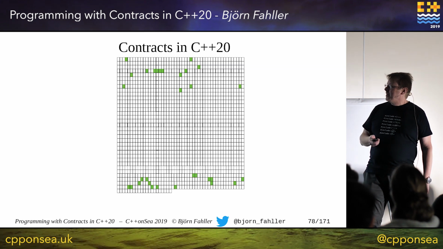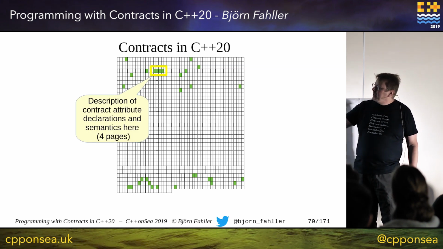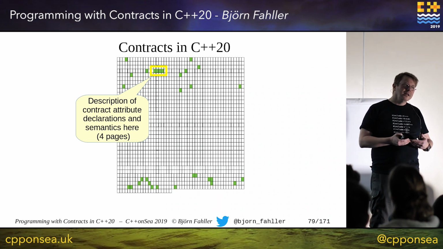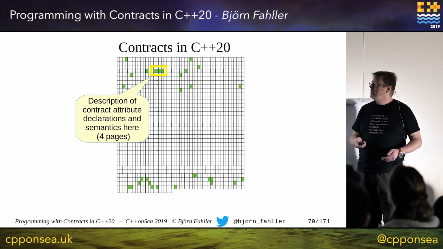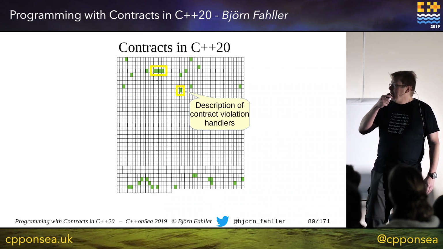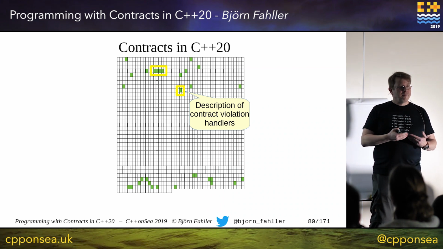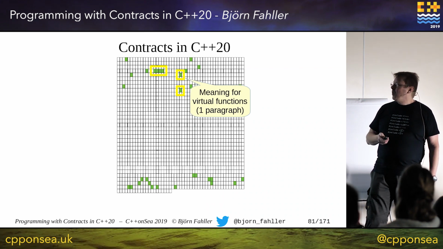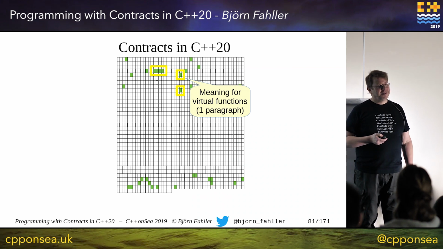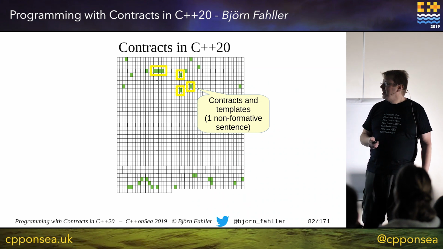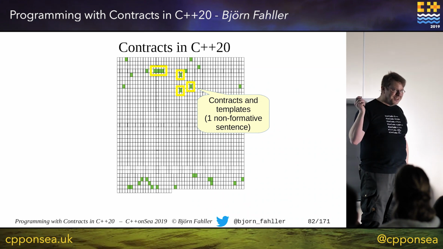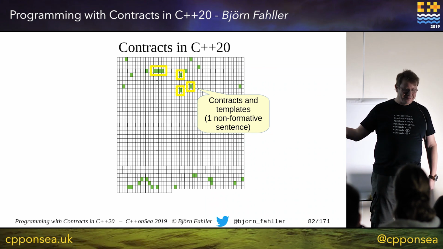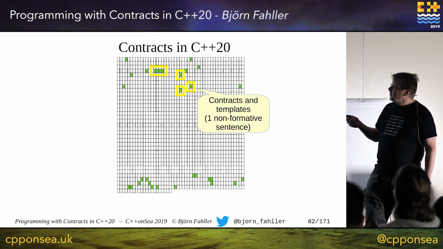The first pages are just the table of contents, so they don't really mean anything. These 4 pages describe the contract attributes, the declarations, and the semantics. So it's not a very big thing in the standard, or the draft standard. 1 page describes the violation of contracts, what should happen, how we handle these. 1 paragraph talks about virtual functions. That is not a lot. 1 non-normative sentence about specializations. Weaker and weaker, and the rest are so weak that they're not there. So it's not a lot.